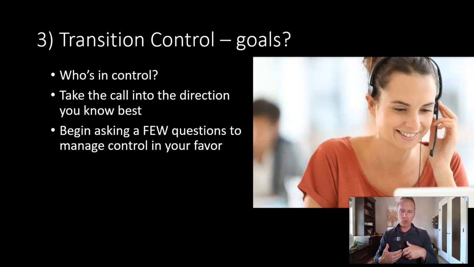So it's not who's talking the most. That's not who's in control, because oftentimes the person who's talking the most is actually talking in response to questions. So if you've got a patient who's asking you many questions and you're just in reply mode and you never transition into asking mode, you're being controlled, right? So we want to get you into control of the call.